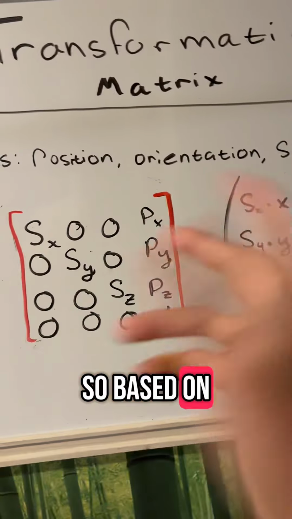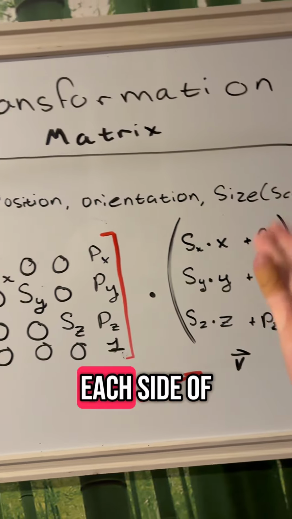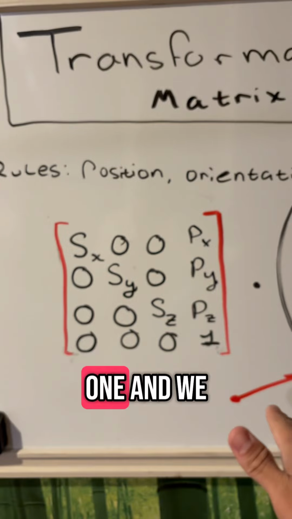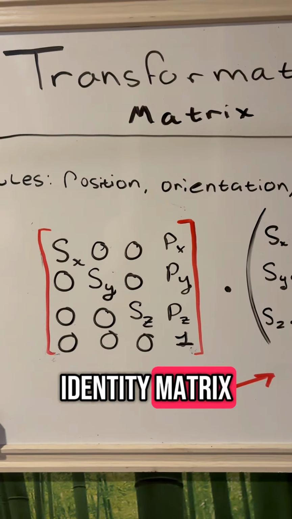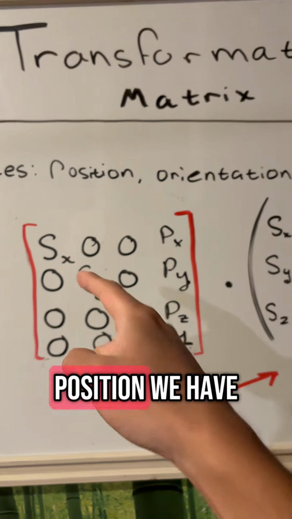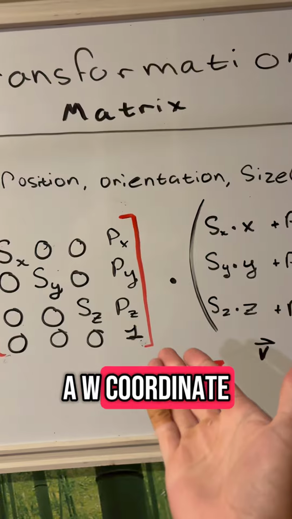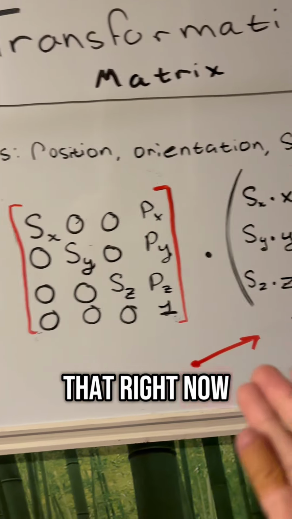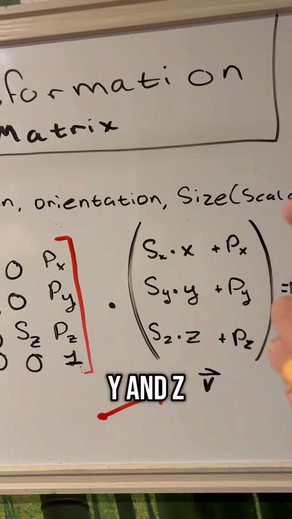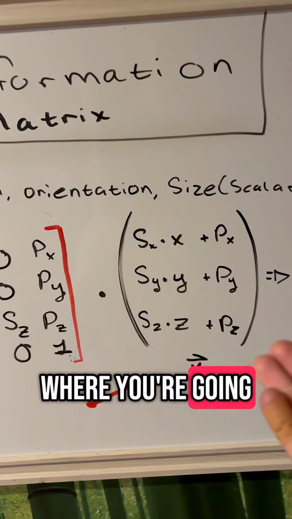Based on matrix multiplication, these values end up applying to each side of the vector. Diagonally, usually this is 1, and we call this an identity matrix. However, we want to treat this as a scalar value. So for each position, we have a scalar x, scalar y, and z, and there's a w coordinate, but we don't really want to use that right now. We're not too focused on it. Based on this, it ends up scaling the x, y, and z coordinates, meaning their magnitude, or length, or position of where you're going.